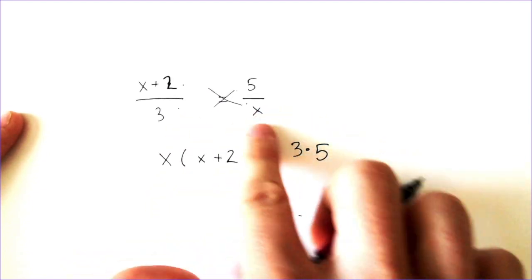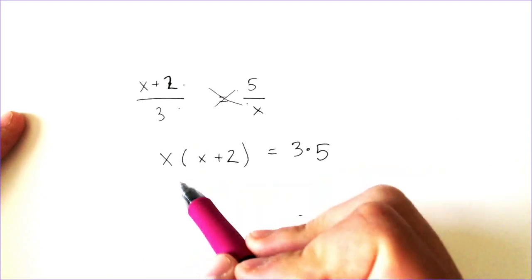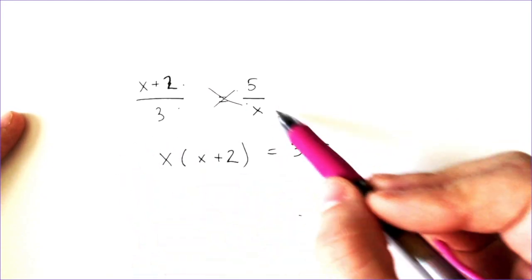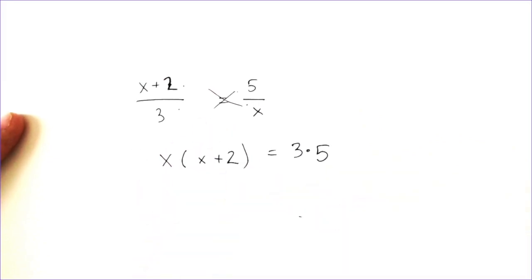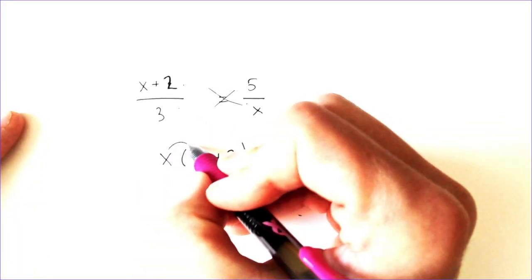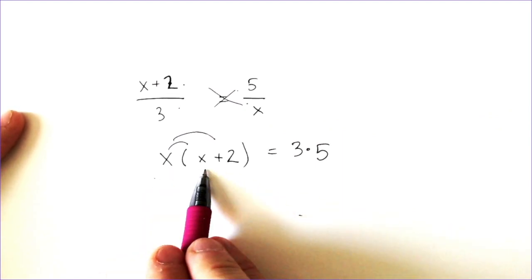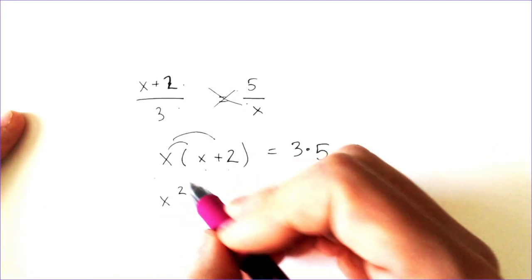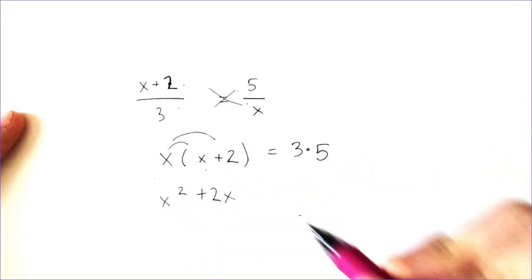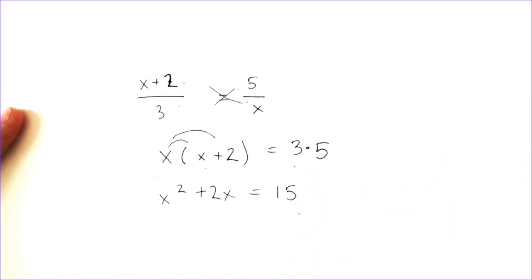Recognize here that this could easily become more of a FOIL situation. Imagine if this had like 2 terms here. So if that was like an x plus 8, we'd have to put this in parentheses too and FOIL. We're not going to have to FOIL here, but we could have very easily had to FOIL there. We got x times x, x squared. X times 2, 2x, equals 3 times 5, which is 15.